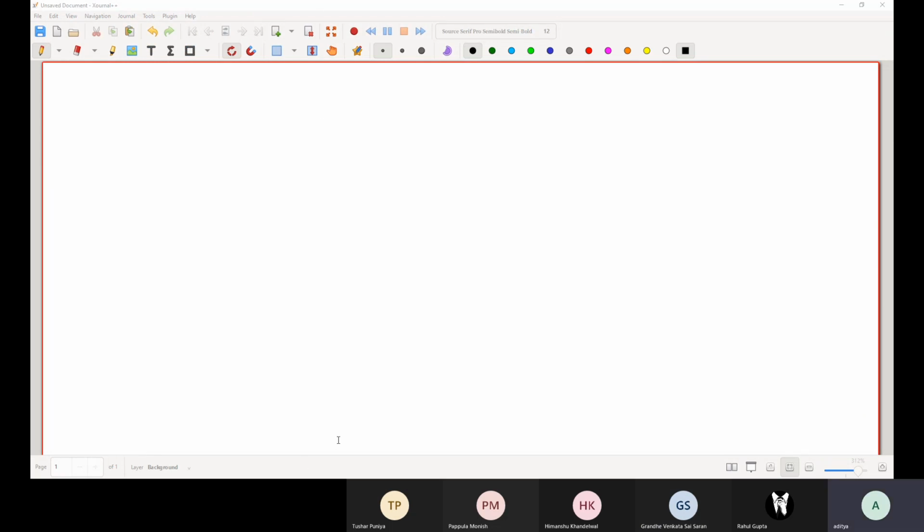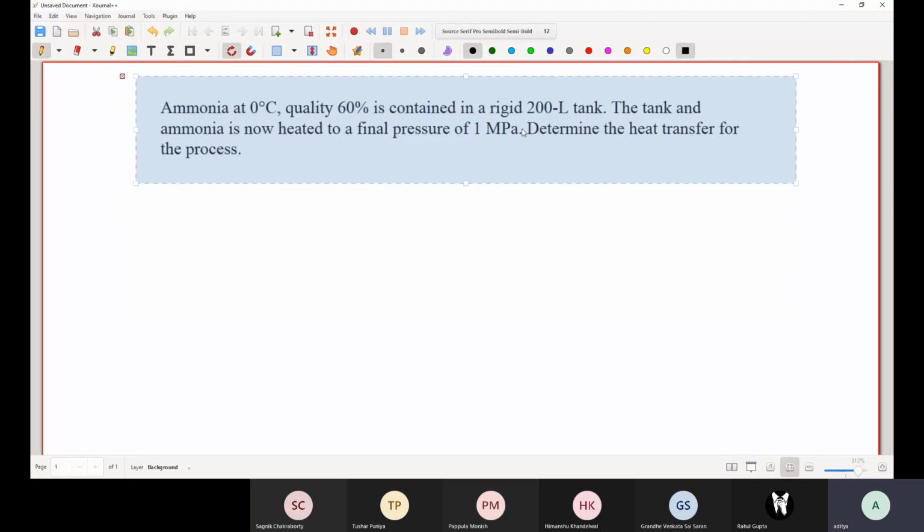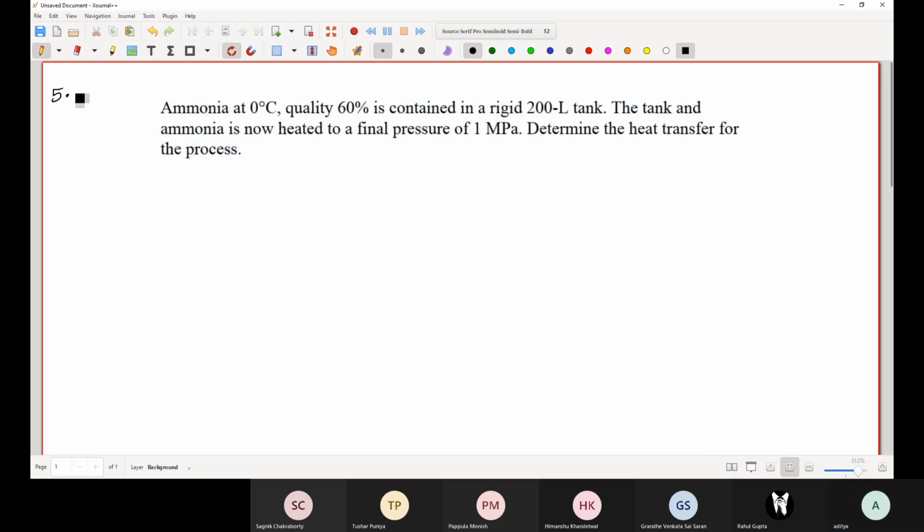so let me grab the question first. We will discuss the concept. This is the question. So this is problem 5.38 of Sonntag 6th edition.